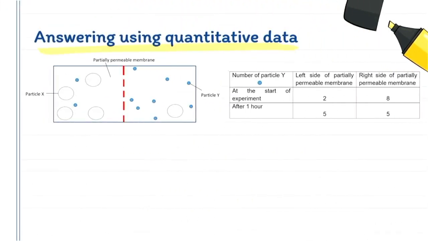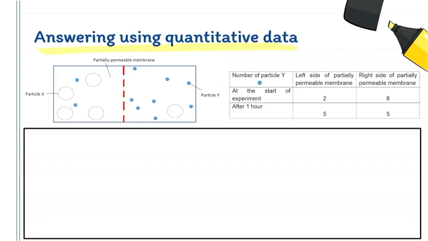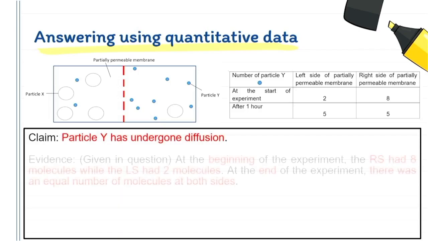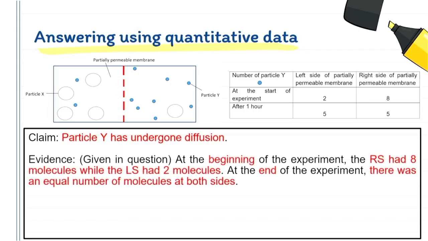Let's move on to the next type of question. Now, listeners, feel free to pause the video at any time to try the question as a whole or before the revelation of each part of the answer. This question features quantitative data. Seeing this picture and the given data, we can make a claim that particle Y has undergone diffusion. In this case, the evidence is presented in the question.